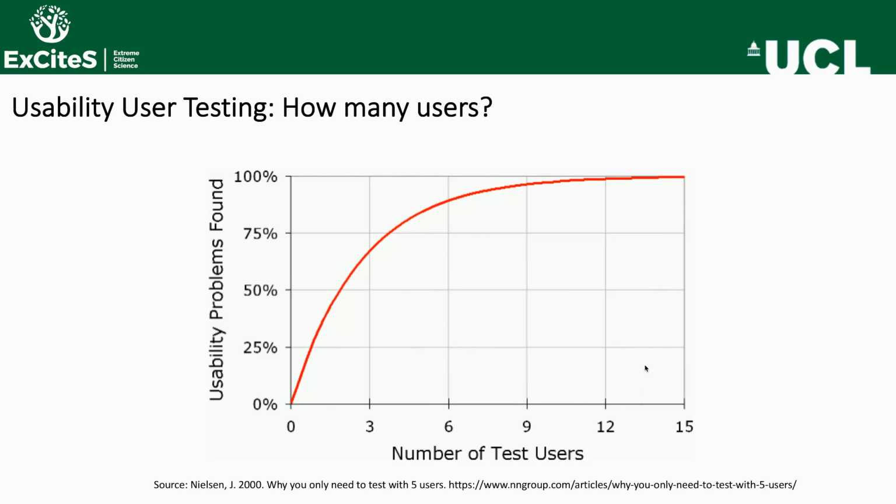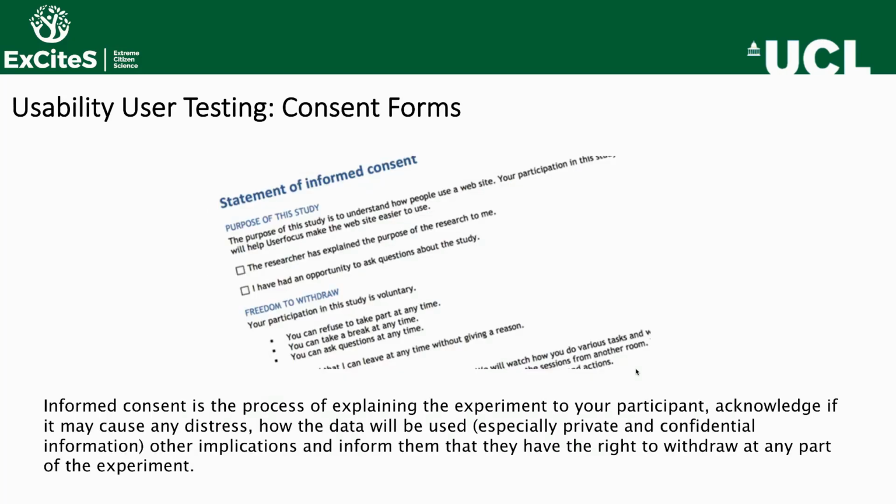After testing with 9 to 12 users, the results become repetitive, so you don't get any new insight. It is also very important for usability user testing sessions to go through the informed consent process of explaining the experiment to your participants, acknowledging that it may cause distress, how the data will be used, especially any private confidential information, other implications, and informing them that they have the right to withdraw at any point during the experiment.